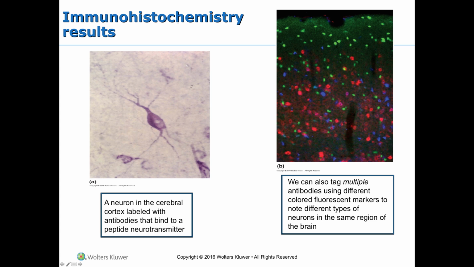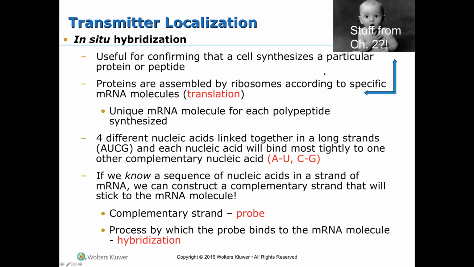So here's a brief example of a neuron in the cerebral cortex labeled with antibodies that bind to a peptide transmitter. And the fact that it's binding to a peptide transmitter will show that this cell contains that neurotransmitter. And then you could also use multiple antibodies using different colored fluorescent markers, and you can use fluorescence microscopy to be able to look at different types of neurons in the same region of the brain, just depending on your excitation and emission wavelengths and overlapping these signals based on where you're coloring. So this cell might contain something like GABA versus this cell which contains glutamate. And so you can fluoresce at the same exact time and see the presence of these neurons.